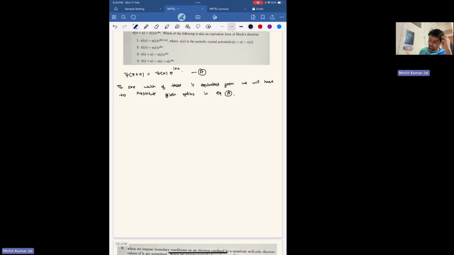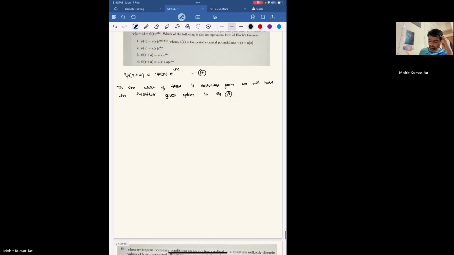Equation A is psi of x plus a is equal to psi of x times e to the power i k a. Let's substitute option 1. Psi of x is u of x e to the power i k times x plus a. Here u of x is a periodic crystal potential, with u of x plus a equal to u of x. That's what is given.